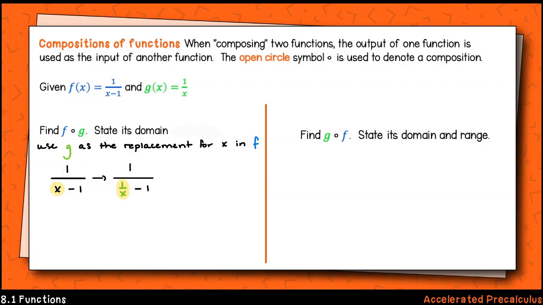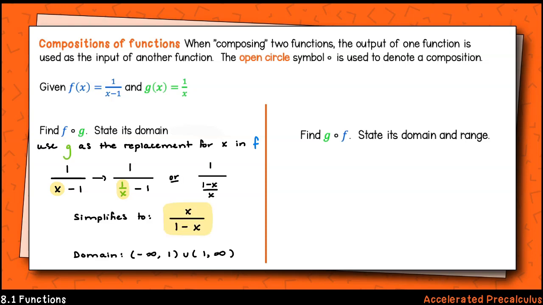Starting on the left, we're going to use the given functions f of x and g of x to perform the composition f of g. This means that we're going to use the entire function g as the input for the function f. I'll grab the function rule for f. That's 1 over x minus 1, and I'll replace the input x with the entire function rule for g, which is 1 over x. This creates a sort of complicated denominator, but it's easy enough to simplify in one or two steps. The result is the new function x over 1 minus x. The domain will be all real numbers given that x is not equal to 1.